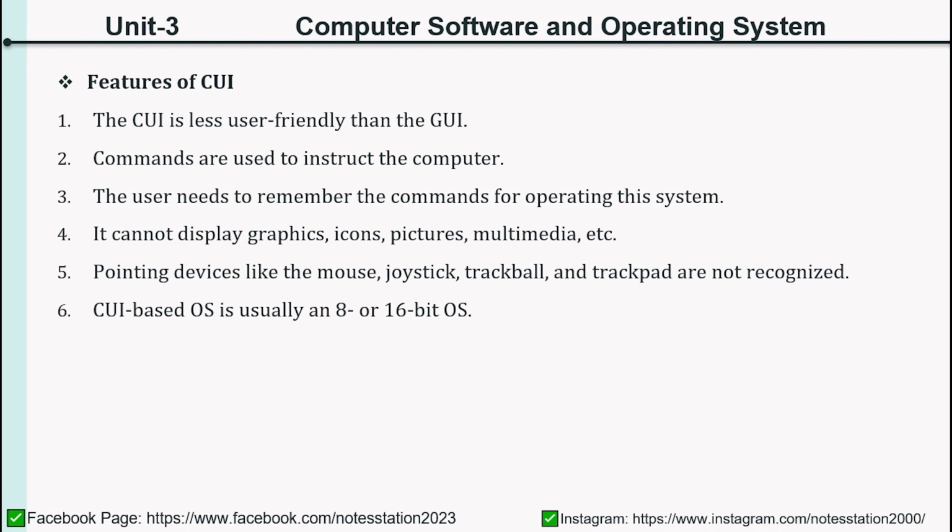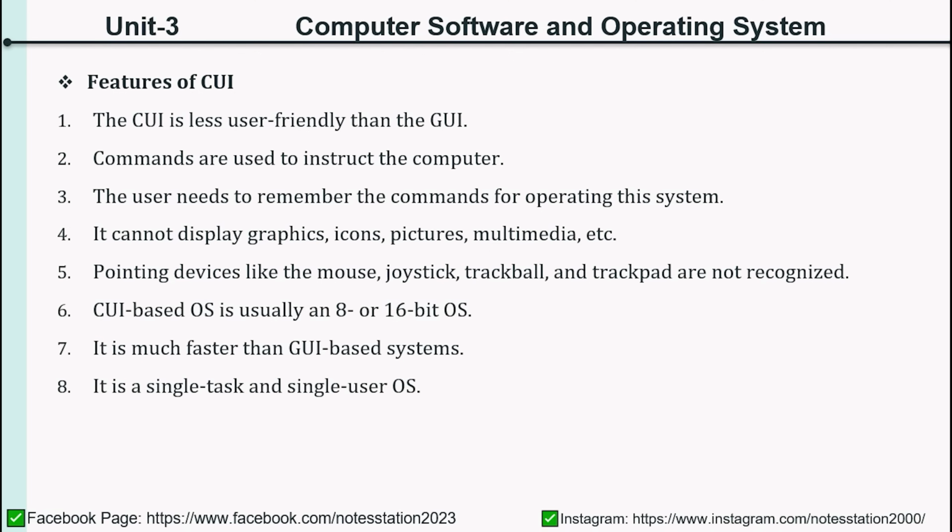CUI-based OS is usually an 8 or 16-bit OS. It is much faster than GUI-based systems. It is a single-task and single-user OS. It can be used on low memory and low processing speed computers.